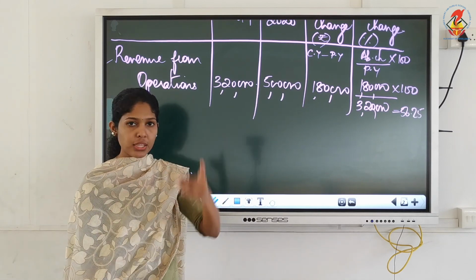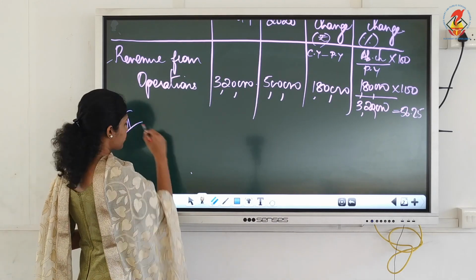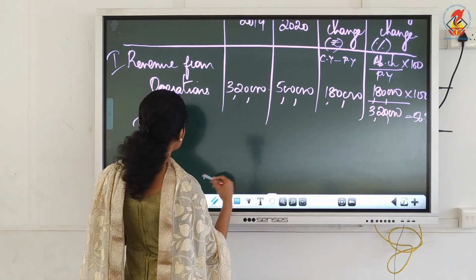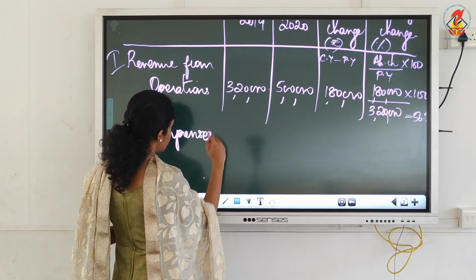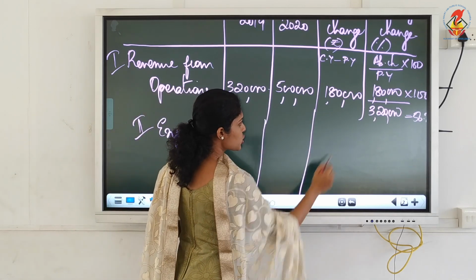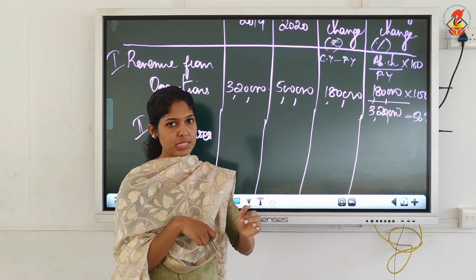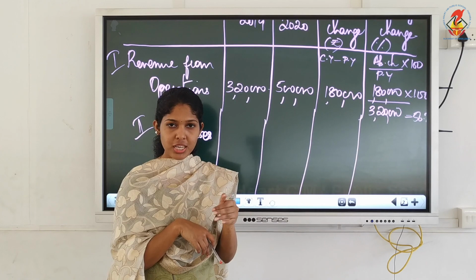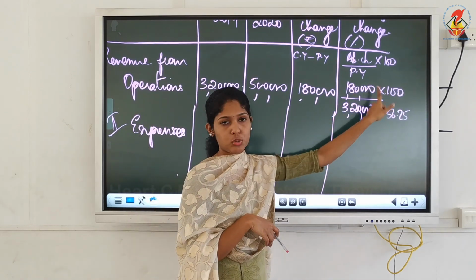We don't have any other incomes. So revenue section is over. The second section we will write, that is expenses. Always show calculation like this, and in case the question paper is lengthy and you are in a hurry, if you don't get time, at least you do the calculation like this.